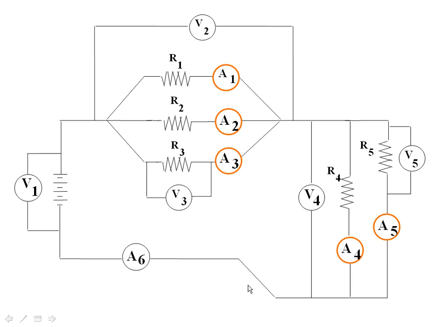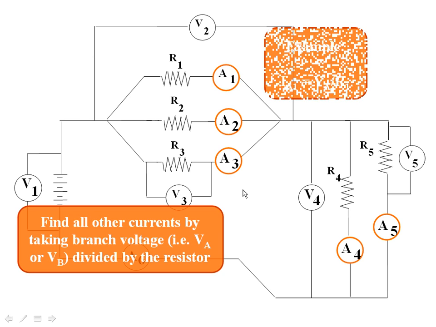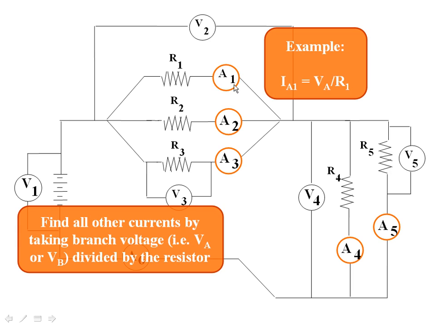The last step then is to find the currents. These are the current values at each resistor. This is how much current is going through each resistor. You do this by taking the branch voltage, VA or VB, and dividing by the resistor itself. An example of that, if you wanted to find the current at A1, you would take the voltage A, the voltage for the entire branch set, that would be equal to V2 and V3, and divide it by resistor 1.